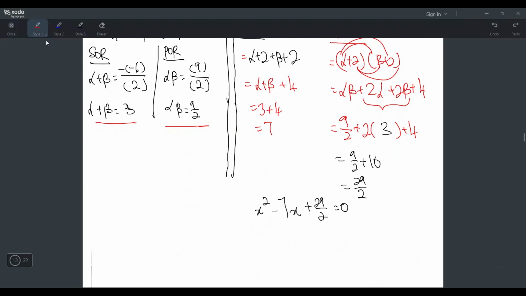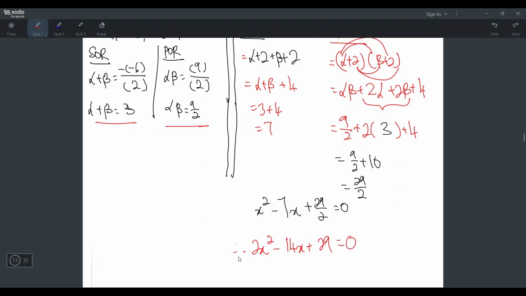Okay, please don't stop your working here. Don't stop here, because you can see there is a fraction here. So how can you make your answer neater? You can take everything times 2. So it becomes 2x squared, times 2 it becomes 14x, left with 29, because when you times 2, the denominator is cut already, right? And 0 also times 2, you get 0.